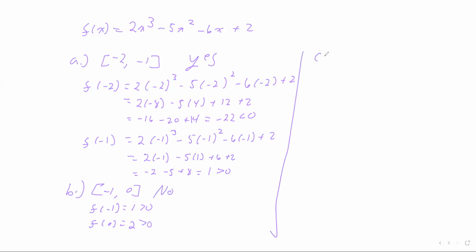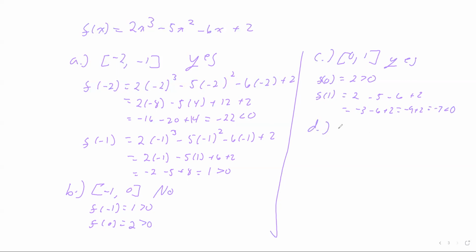Then we go to part C, and the interval this time is 0 to 1. So therefore I do f of 0, which we just did, which is equal to 2, greater than 0. So as long as f of 1 is less than 0, it'll work. Let's see. If I plug in 1, I just get 2 minus 5 minus 6 plus 2, which is -3 minus 6 plus 2, which is -9 plus 2, which is -7, which is less than 0. So that is a yes.